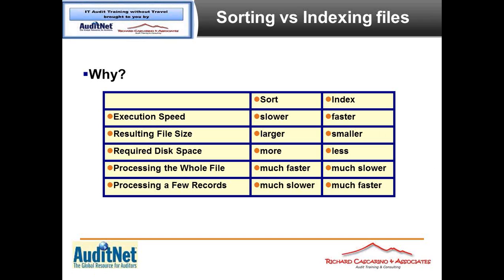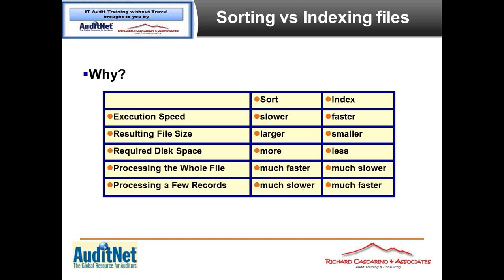If I'm taking an enormous file, let's say a 300 megabyte file, an index for that file might only be half a megabyte. But every time I read that file, I've actually got two records to read. I've got to read the index, then I've got to read the record from the file. If I sort it, I've got a 300 megabyte file I started with, I've now got a second 300 megabyte file, the sorted file.